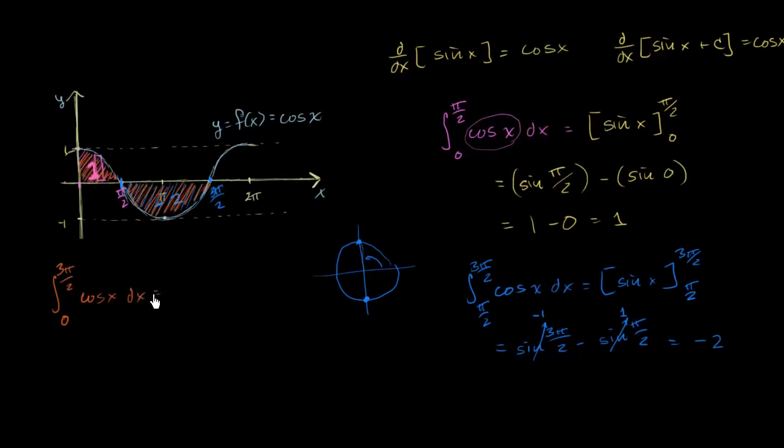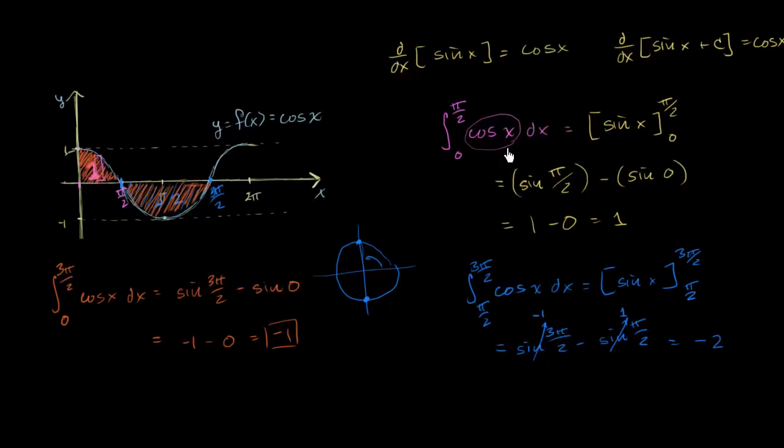Well, let's evaluate it. It's going to be sine of 3 pi over 2 minus sine of 0, which is equal to negative 1 minus 0, which is equal to negative 1. So what just happened here? The area under all this orange area that I just outlined is clearly not negative, as no area is a negative number, and the area isn't even 1. But what just happened here?